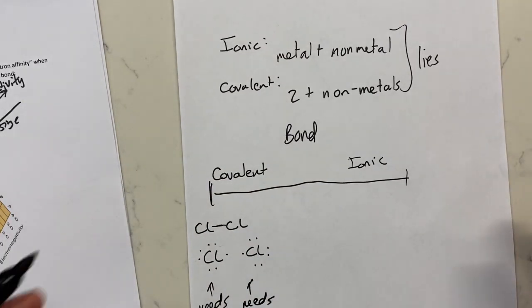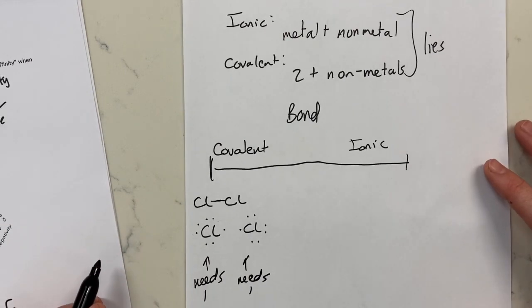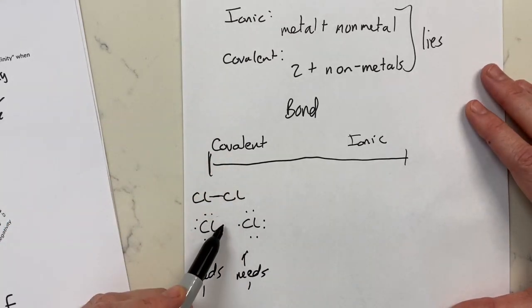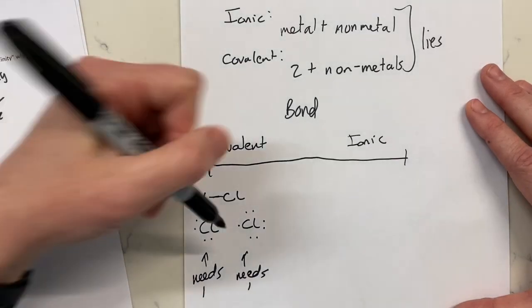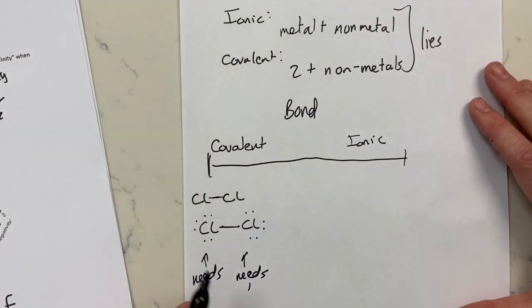The ultimate goal of all atoms is to get 8 electrons. So this one needs 1, this one needs 1, and the best way to do that is this one's like, hey, can I borrow yours? And this one's like, yeah, only if you let me borrow yours. And they're like, okay, well, how about we just share? And that's a covalent bond. They're sharing this 1 electron.